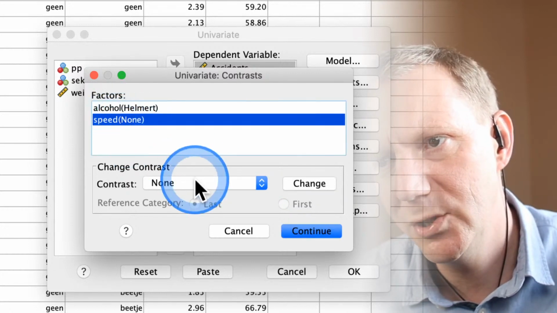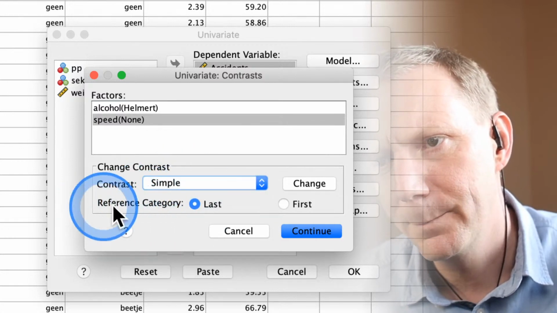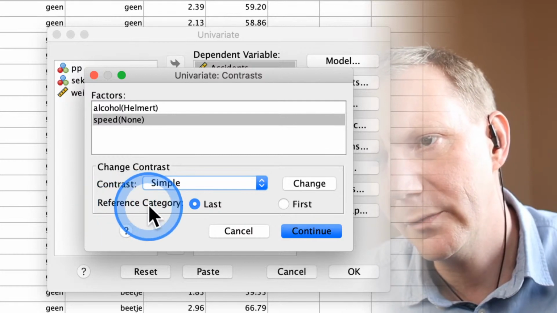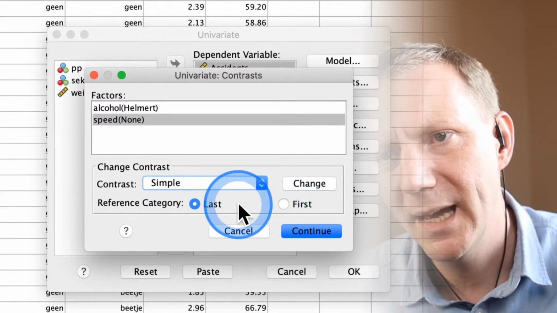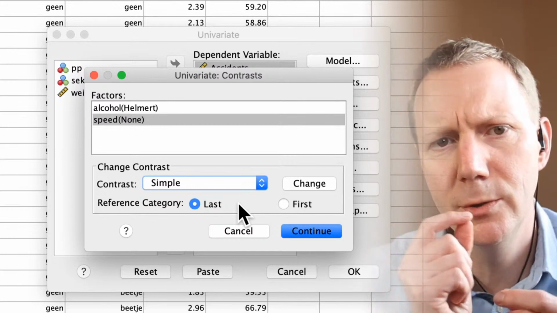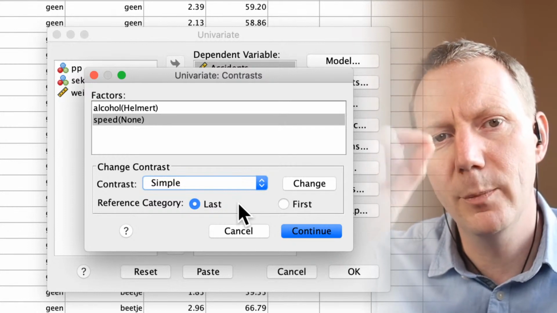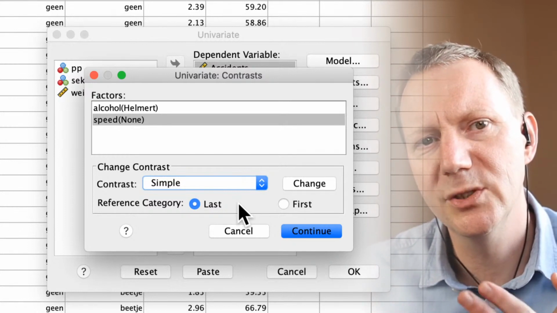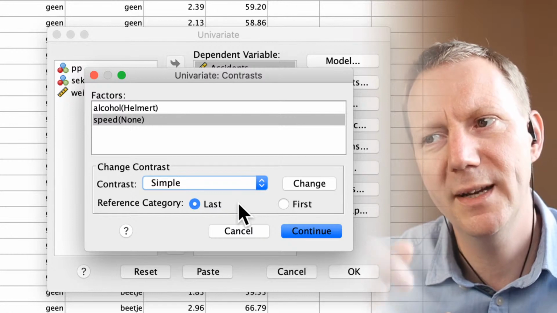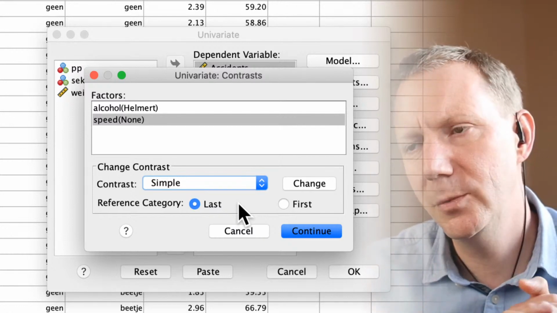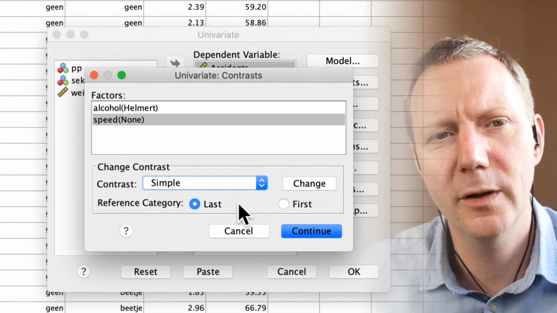But for speed, I'm going to choose the simple contrast. And when I do the simple contrast, I can determine what the reference category is. And it can either be last or first. And the last or first refers to the numbering that you have applied to your independent variable. So if your first is 1 and your second is 2 and your third is 3, then the last is 3. So what should be our reference category in this one for the independent variable speed?